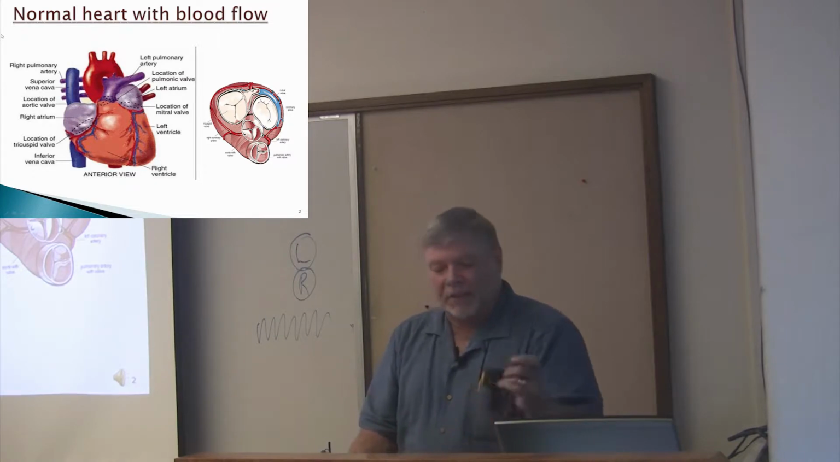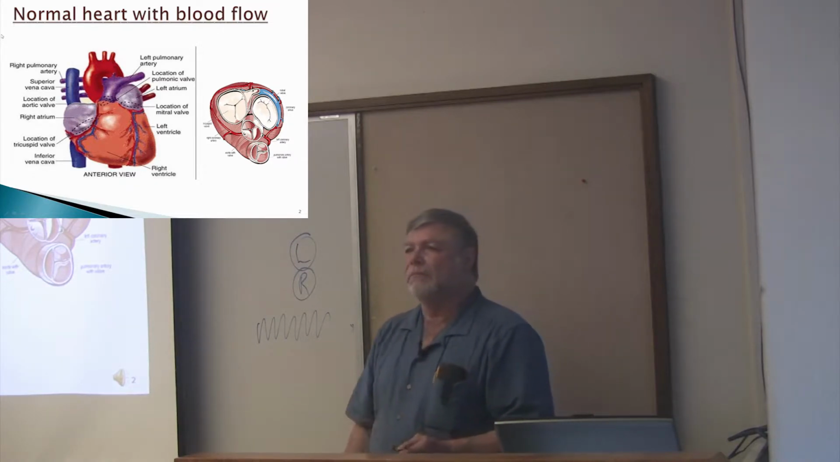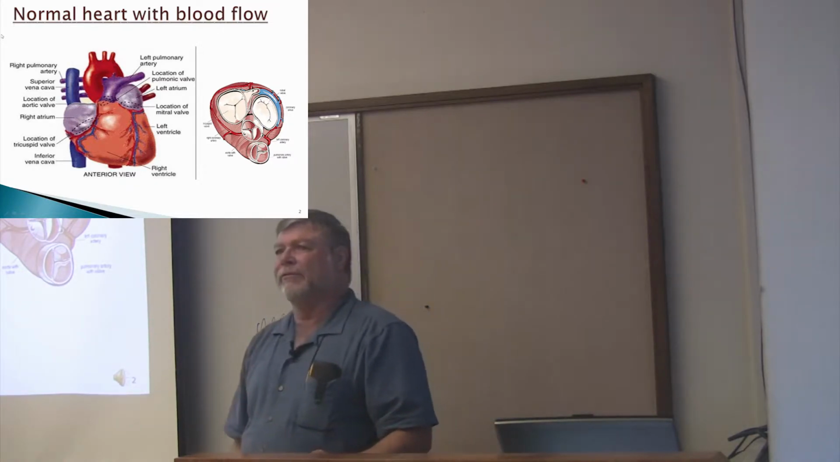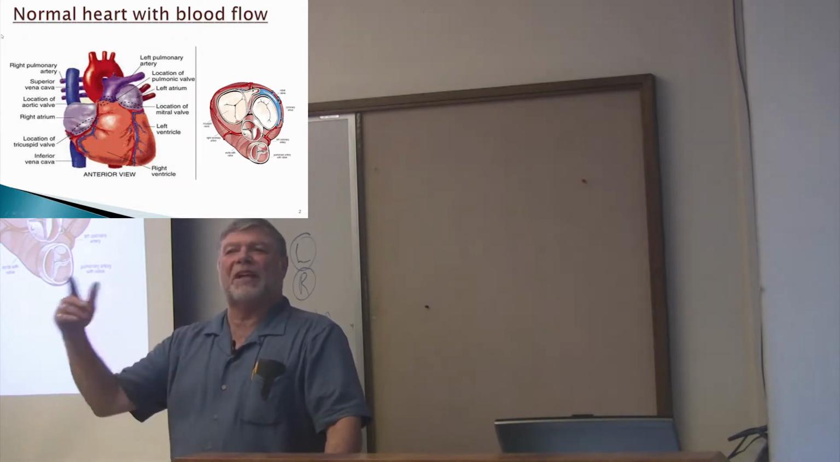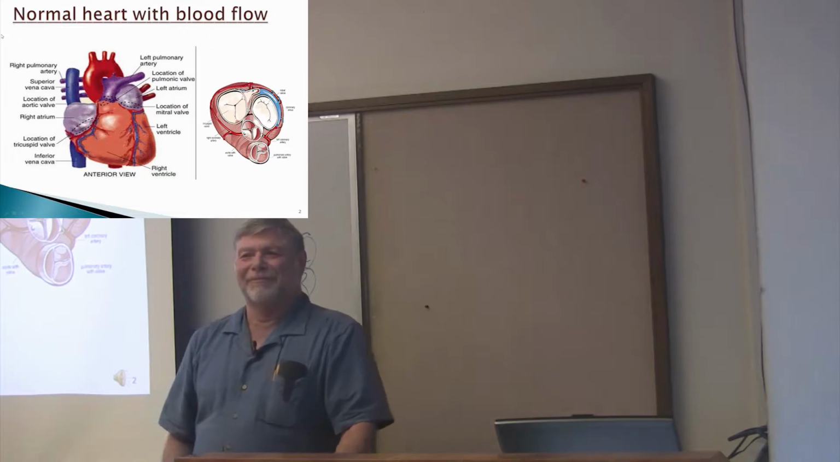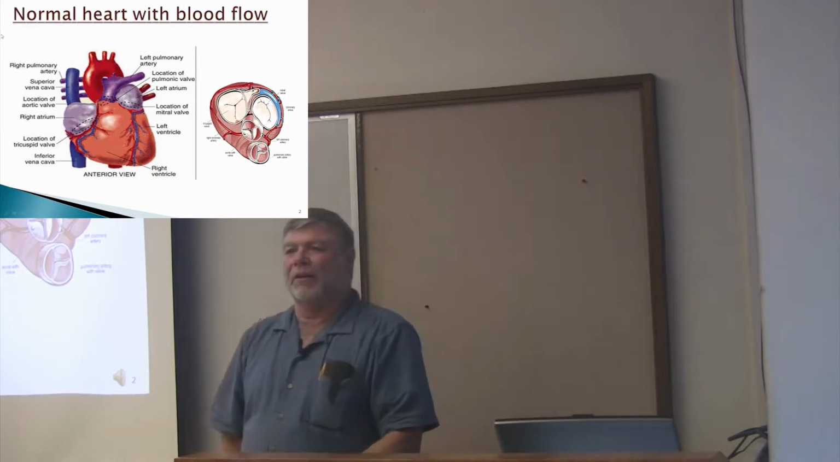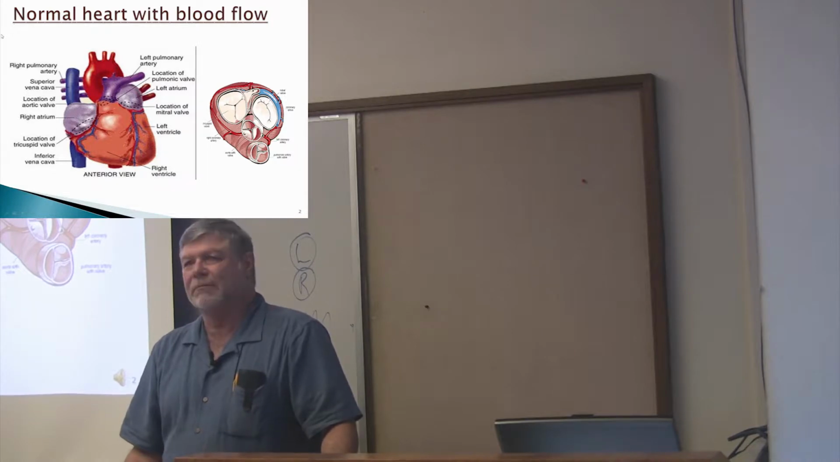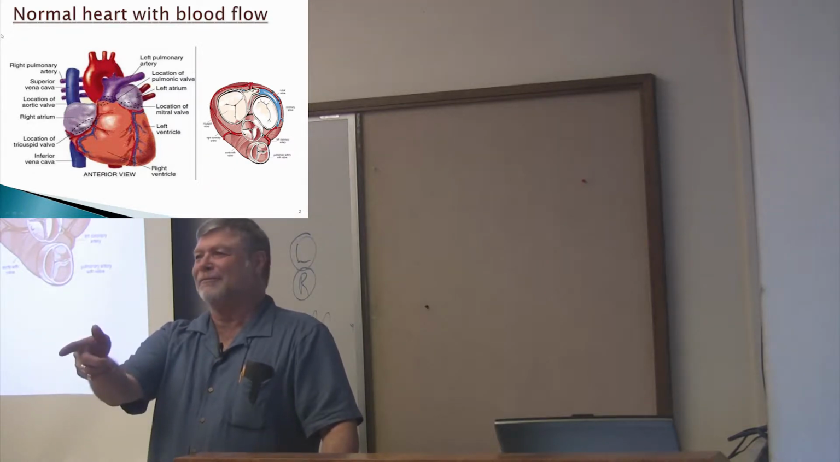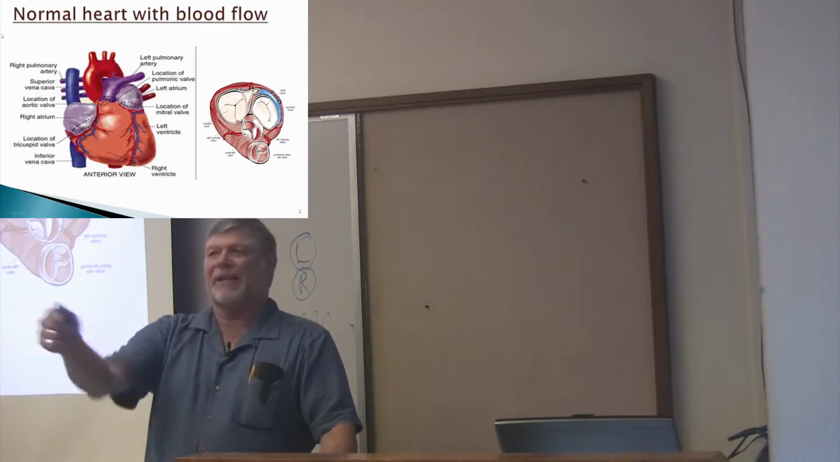When does the heart actually get its own blood? During the official cycles of the heart, when does the heart get blood to feed the muscle? Diastole. Perfect. When it's relaxed.